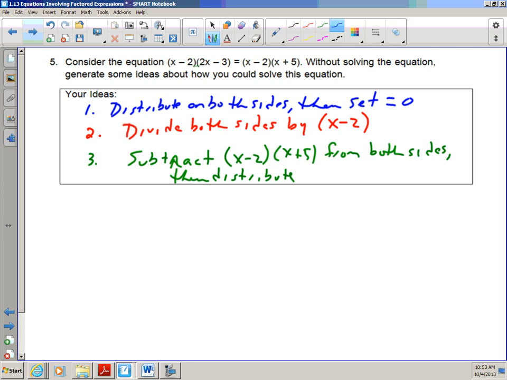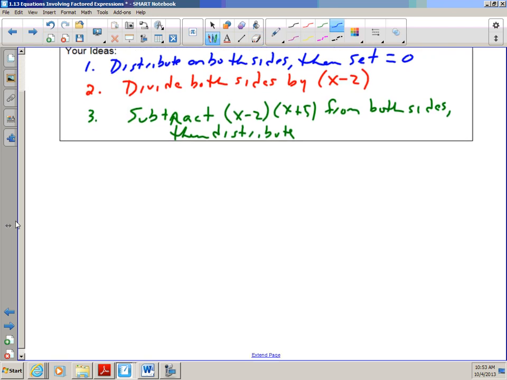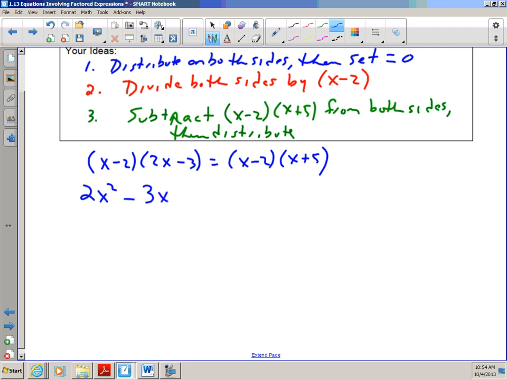All right? So I want to distribute first, and then I want to set it equal to 0 and solve. So my equation, x minus 2 times 2x minus 3 equal to x minus 2 times x plus 5. Do the distributive property: 2x squared minus 3x minus 4x plus 6 is equal to x squared plus 5x minus 2x minus 10. Okay. Our next step, combine our like terms.